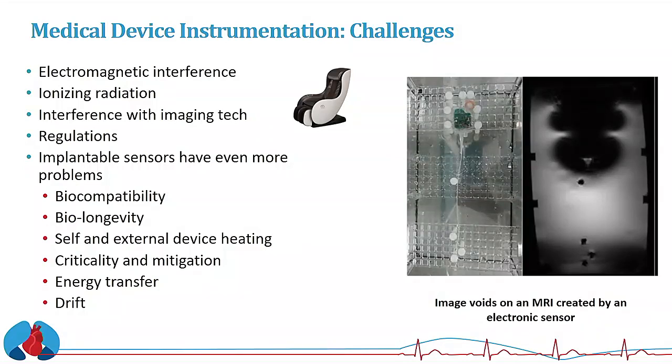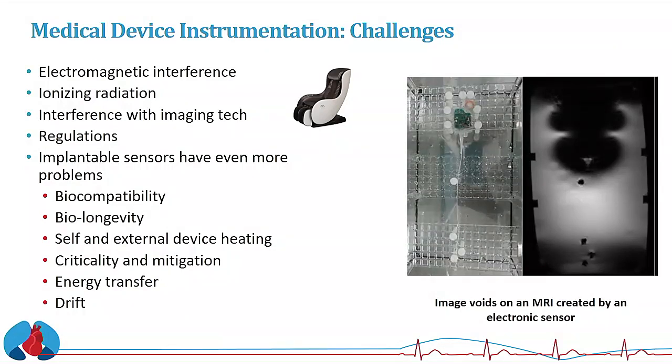Self and external device heating. One of the problems with implantable sensors is once they're implanted, you can almost never make changes to them. Very difficult to calibrate them, very difficult to change anything mechanically with them. Energy transfer is a big problem if you've got an implantable device. How are you going to keep it powered for the lifetime of the device? Drift is of course one, and also the criticality. So if you've taken the time to put a device in someone, obviously it's important. And if your device fails, what are the issues that are going to happen with that?